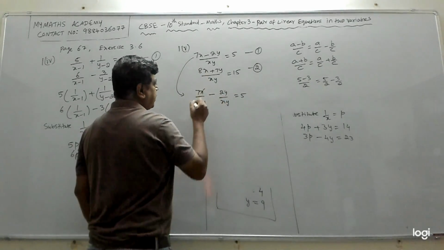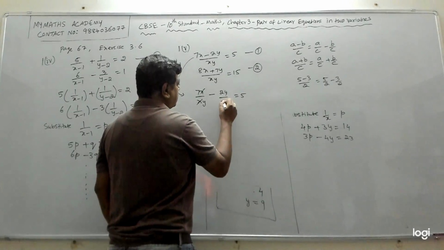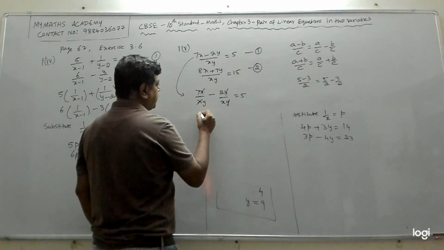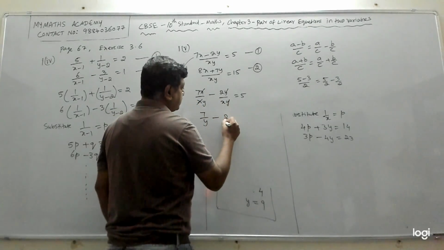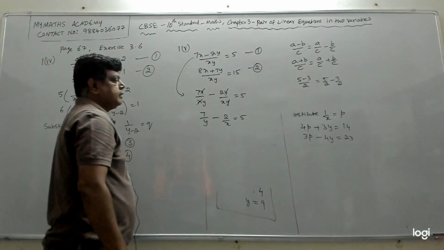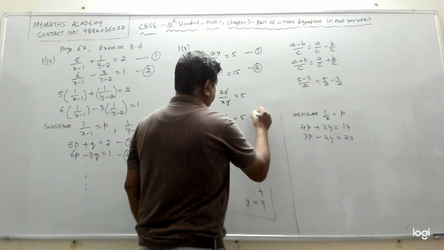So now here x will get cancelled, here y will get cancelled. And then what do we get? We get 7 by y minus 2 by x equal to 5. Right? So we'll keep this as the third equation.